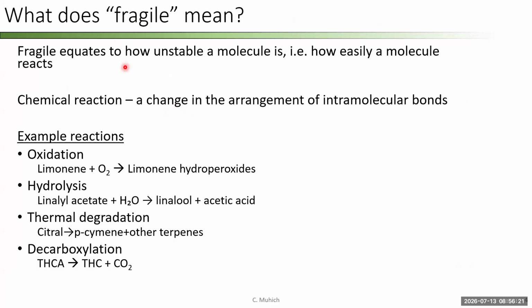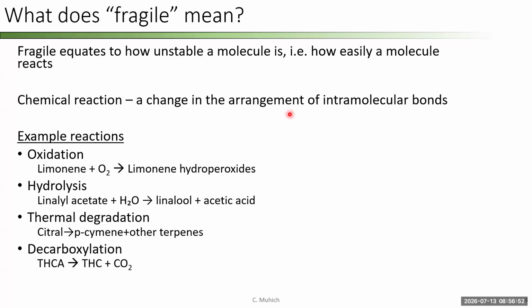So what does fragile mean? In these terms, fragile is a way that we're going to describe an unstable molecule, right? It easily reacts or transforms into a different type of chemical structure. And so this leads to the question of what is a chemical reaction. For us, we're going to define a chemical reaction as a change in the arrangement of intramolecular bonds.